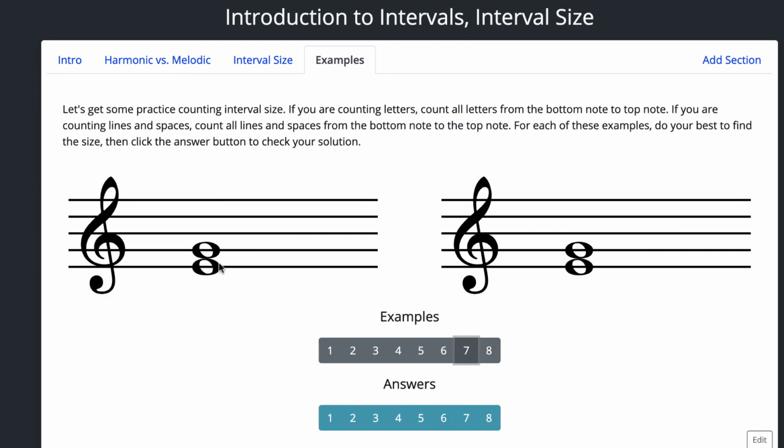Okay, 1, 2, 3, or E, F, G. So that must be a third. And finally, a 5th. 1, 2, 3, 4, 5, or E, F, G, A, B.